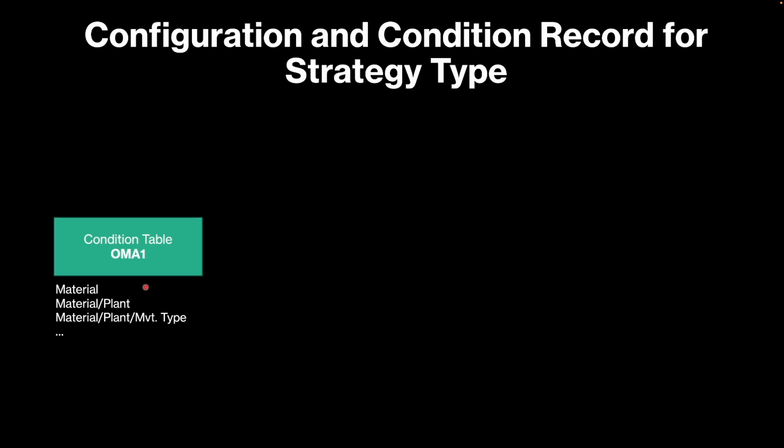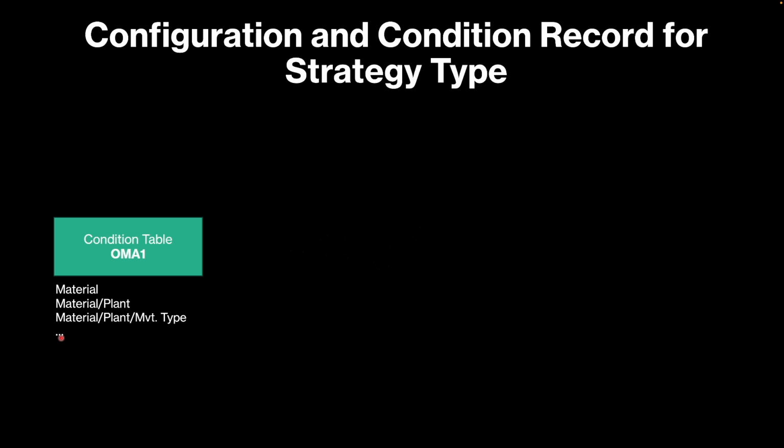So first you need to define a condition table, and you can see these condition tables contain a field or a combination of multiple fields. You can see here you can create a condition table containing only one field, that is the material code, or you can create a condition table containing two fields, that is material and plant, or you can create a condition table containing three fields, that is material code, plant, and movement type, and so on. So depending upon how many fields you want to configure, you can create condition tables for combinations of such fields.